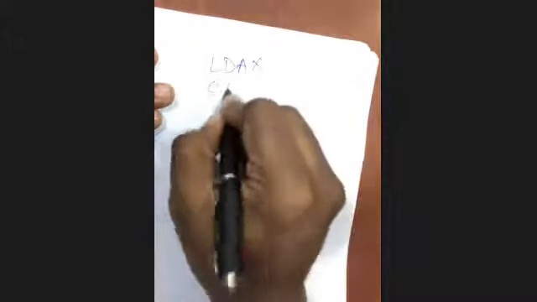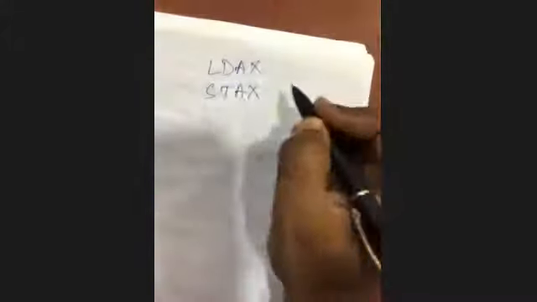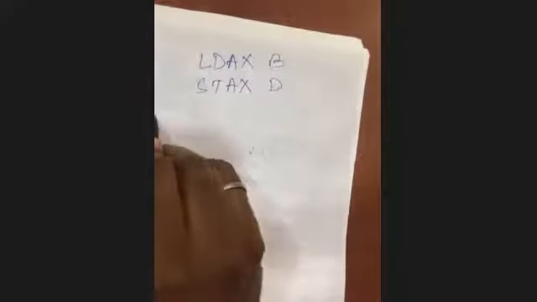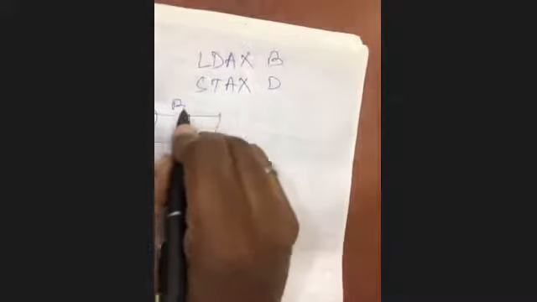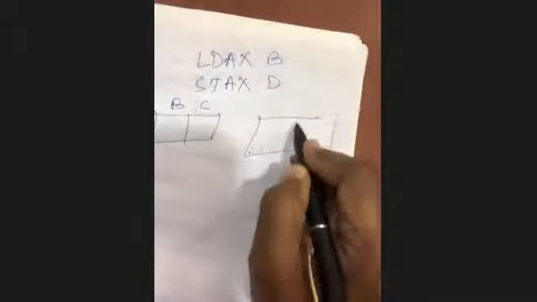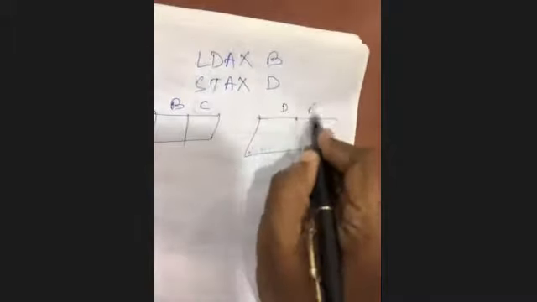The concept is basically the same, but we are using two instructions called LDAX and STAX. Yes. LDAX B, so STAX D. How will it be done? Before that, BC should be set and D should be set. Tell me the values.